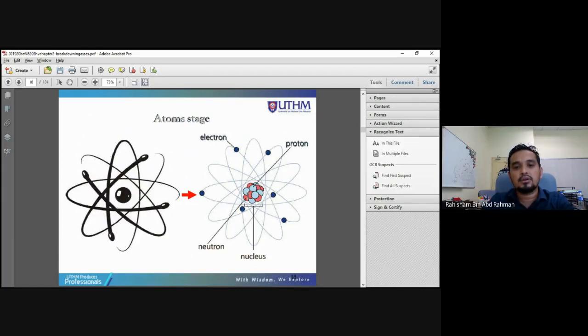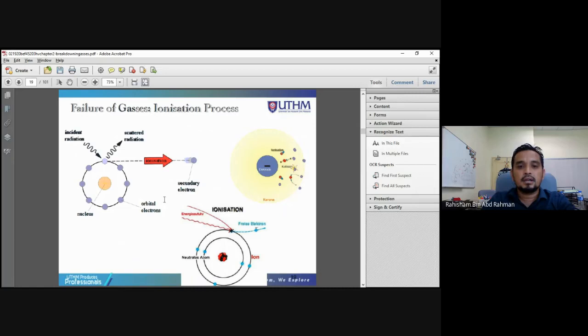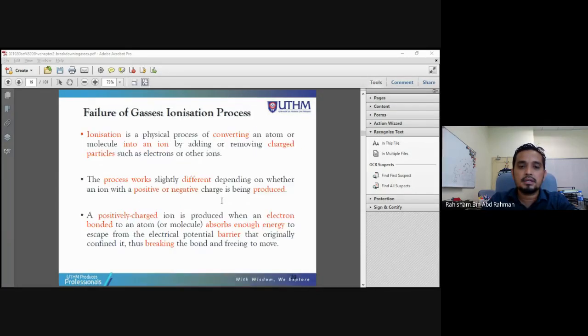Okay, the process of formation of negative electrons from the molecule, how they convert an atom or molecule into an ion by adding or removing a charged particle. Okay, this is ionization. And then you may briefly explain the ionization process, how it happens at the molecular level and how it could trigger the failure.